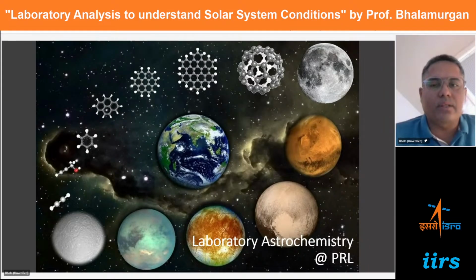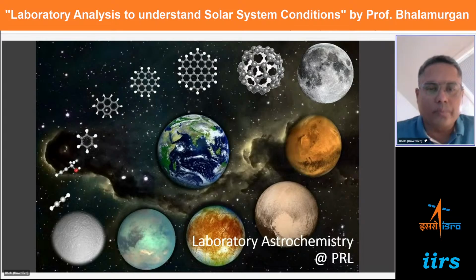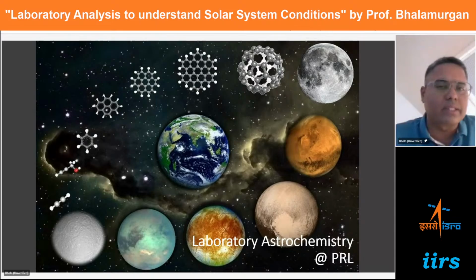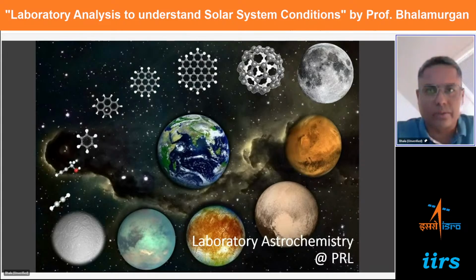This slide is the laboratory logo of astrochemistry experimental work that is carried out in PRL. So from the left, you see, we start with simple molecules, and then the molecular size grows, and we go to larger molecules. On the other side, we have the planetary bodies. So it spans from here on the right top corner, we have our own moon, and we have Mars, this is Pluto, this is Europa and the other moons, this is Titan, and so on.